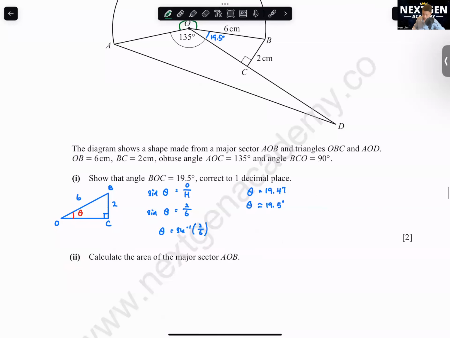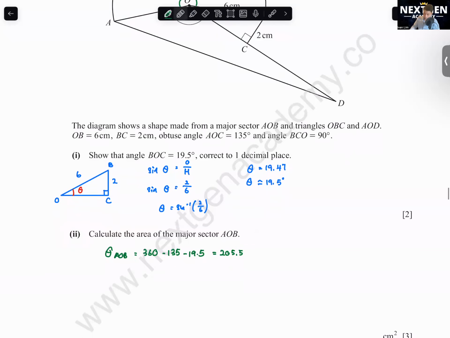So angle AOB, okay, this is the bigger one, which is 360 minus 135 minus 19.5. Okay, calculate this, you get 205.5.